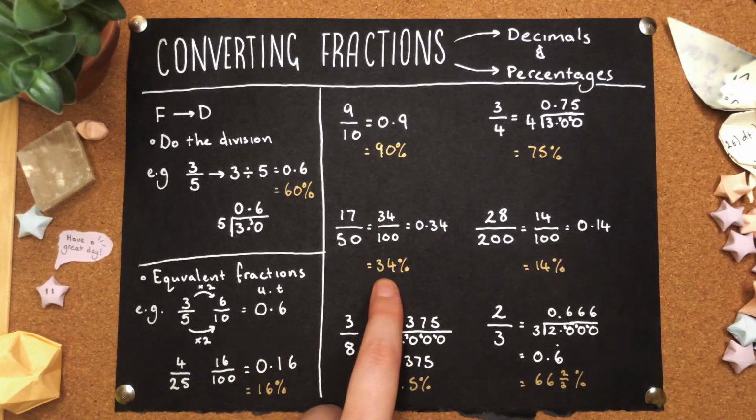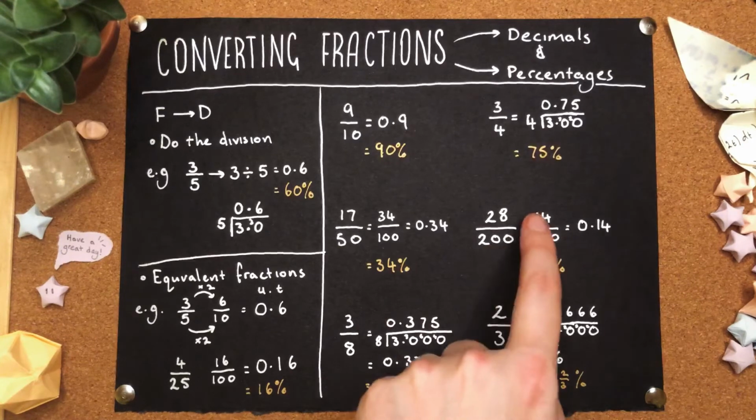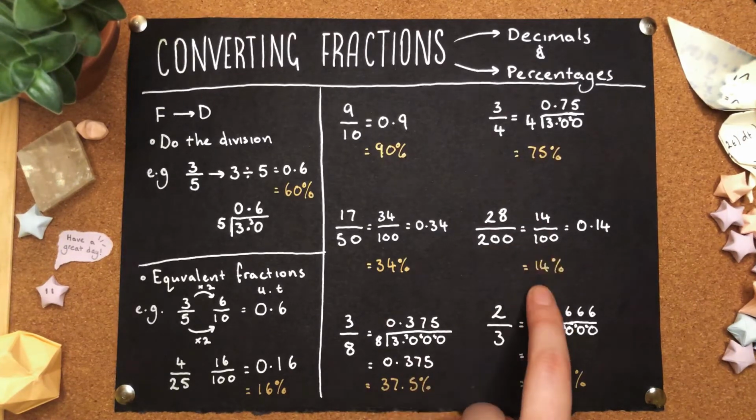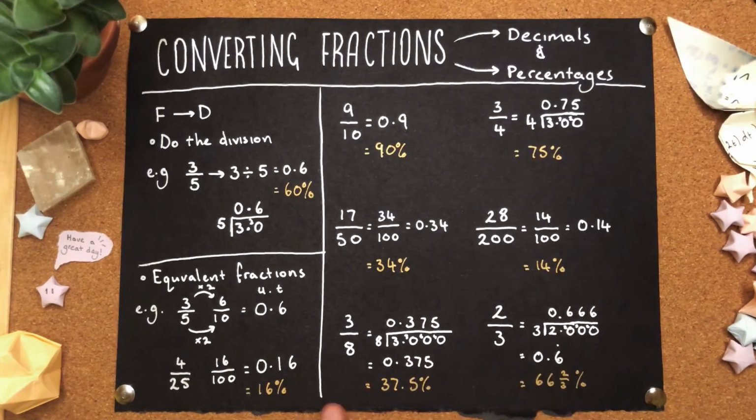17 over 50, which became 0.34, 34 over 100, is now 34%, 28 over 200 became 14 over 100, which you can go straight to being 14%, and this one's quite fun. Our 3 over 8 was 0.375, which goes into the thousandths column. And so when you times this by 100, you still have a decimal. It's going to be 37.5%. It is okay to have a decimal amount of percent.